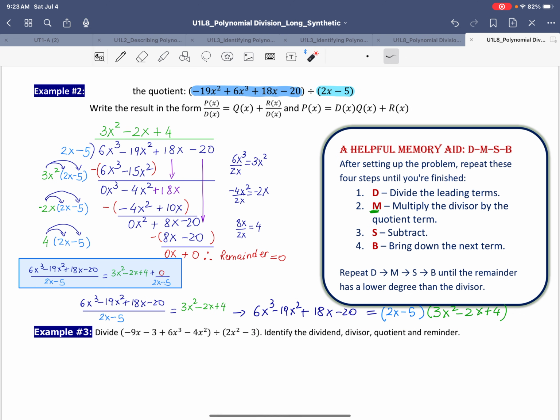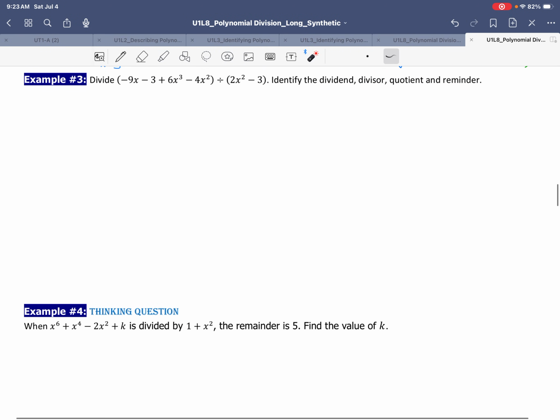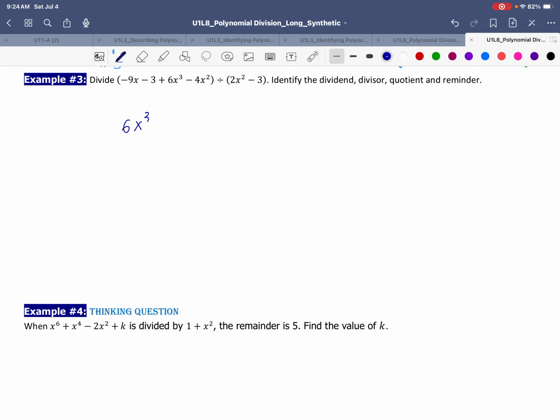Now let's continue with another example. This is slightly different than what we were doing so far. We have the polynomial expression 6x cubed. We're going to rewrite this in correct order. Minus 4x squared. We have x term negative 9x minus 3. And this time we are dividing by a second degree polynomial. So this is what we're going to do here.